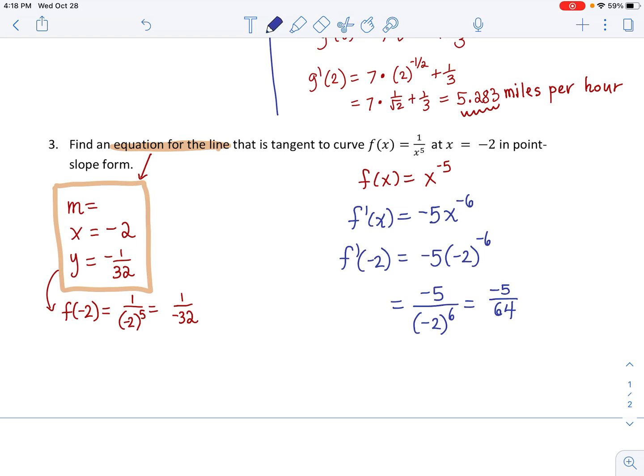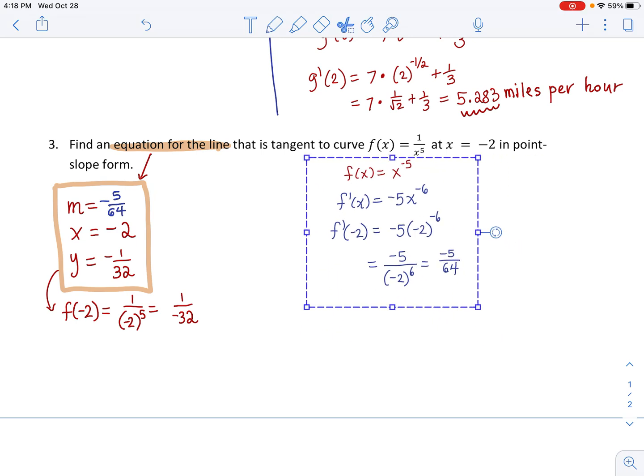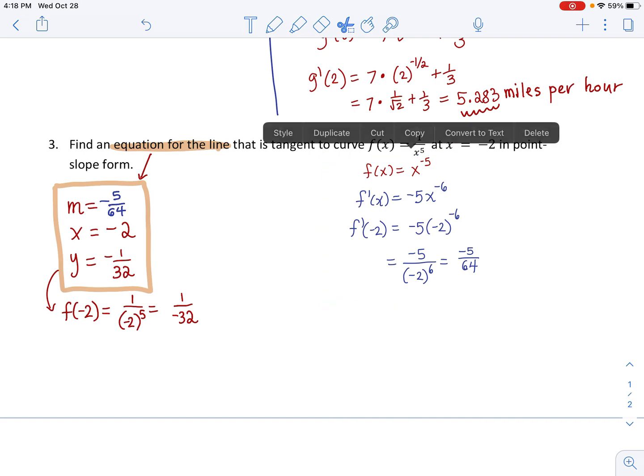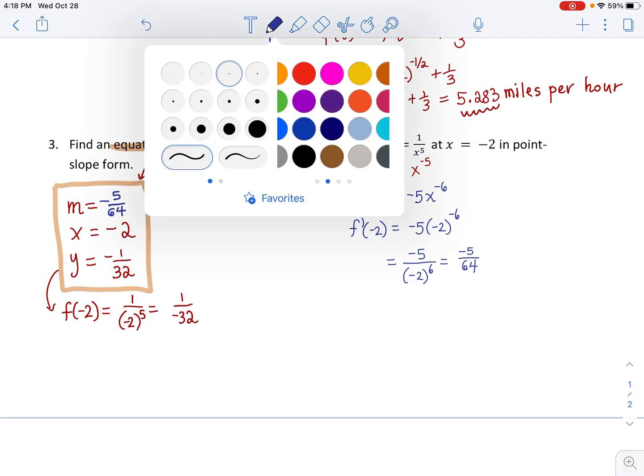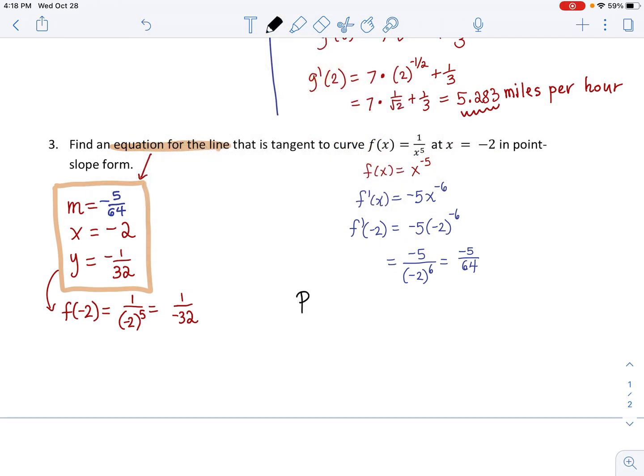Negative 5, not with the highlighter. Negative 5 over 64. If I get these kind of answers on my exam or on my classwork, I will be like, did I do this right? It looks so bad. But okay, I think we're okay.